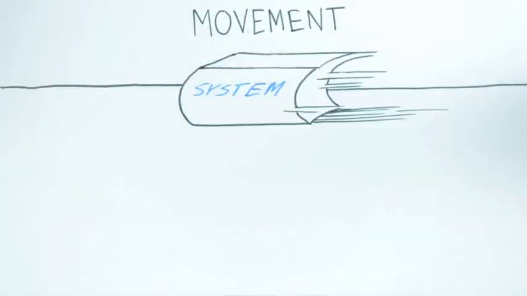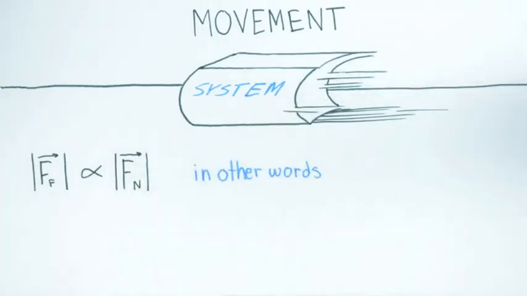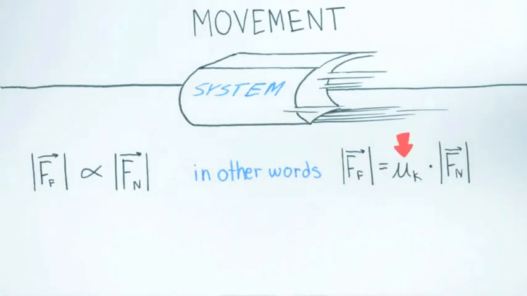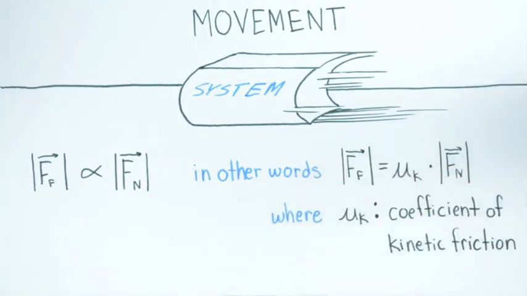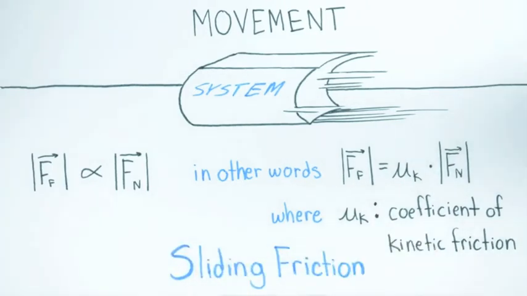Then one model that is approximately true in a number of cases is that the magnitude of the friction is proportional to the magnitude of the normal force. Or, in other words, the magnitude of the friction force is equal to a constant called mu sub k, times the magnitude of the normal force, where mu sub k is called the coefficient of kinetic friction. This constant depends on the properties of both the object and the solid in contact with the object. In this case, the friction force is called sliding friction.